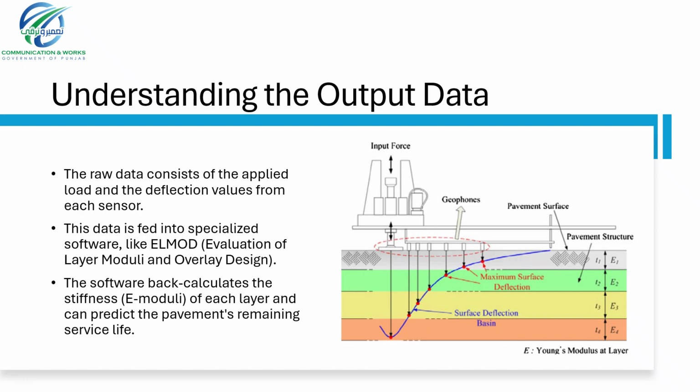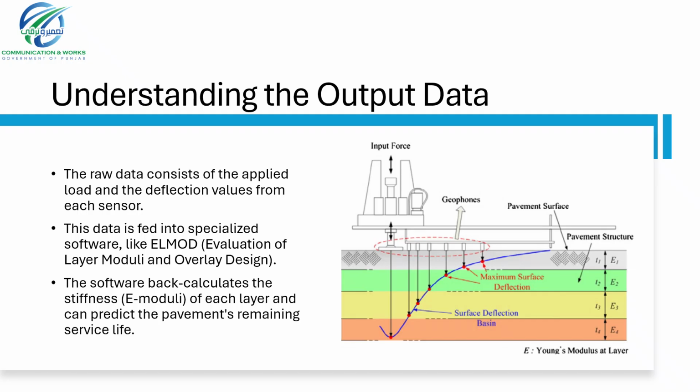The primary output from each FFWD test consists of the peak load applied and the corresponding peak deflection measurements from each geophone. This raw data is typically stored in a Microsoft Access database format, though other formats are also supported. This deflection basin data serves as the input for subsequent analysis.